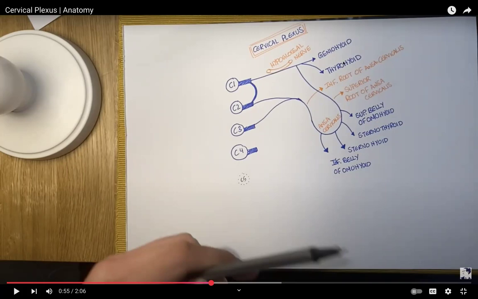Now, what are the things that we're required to know that are innervated by ansa cervicalis? Ansa cervicalis innervates the omohyoid, superior belly and inferior belly, just the same muscle, sternothyroid, and sternohyoid.